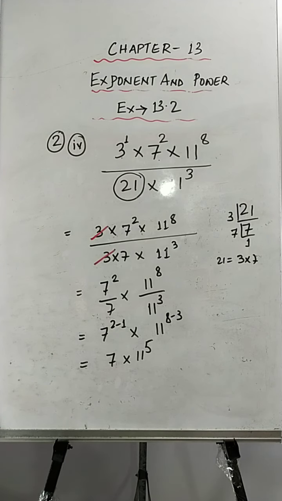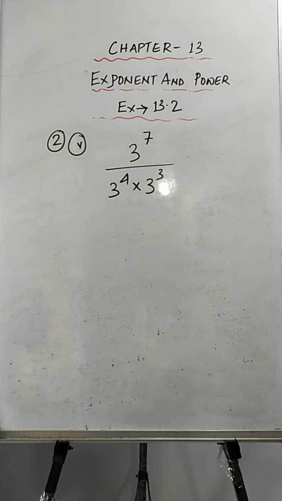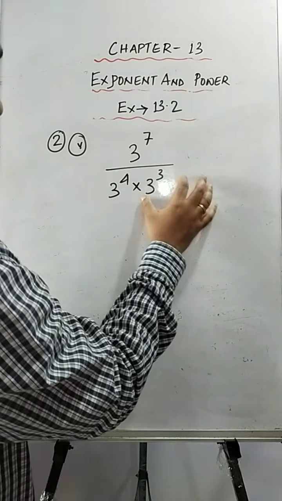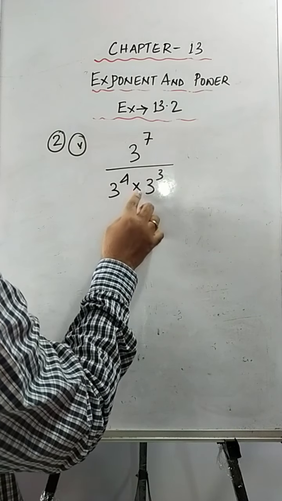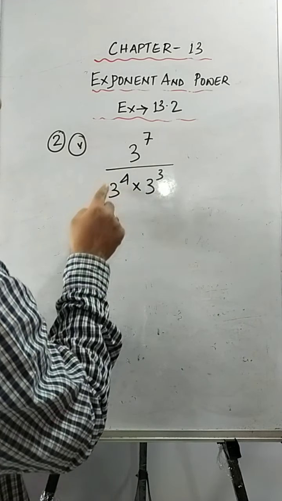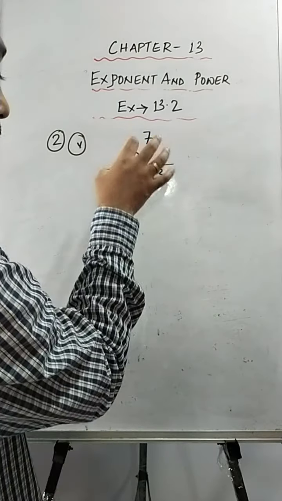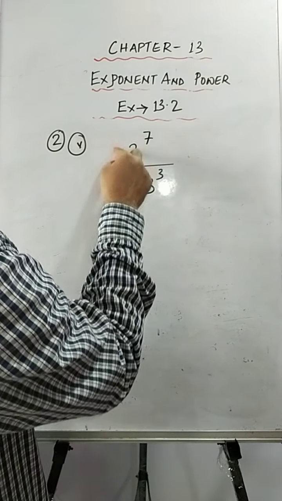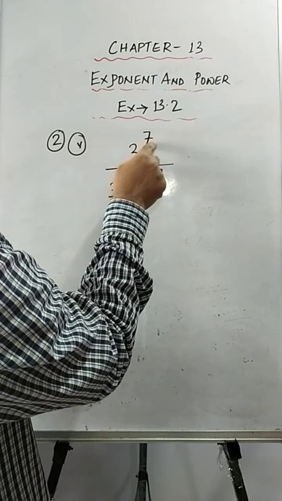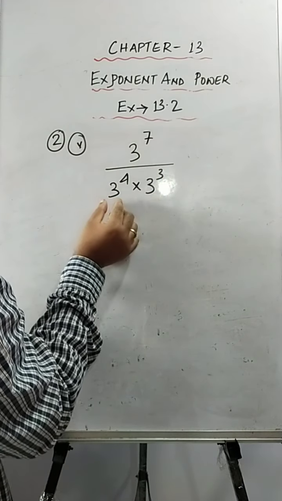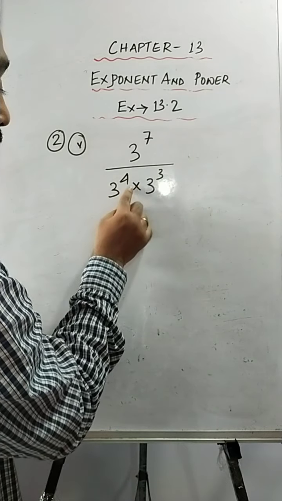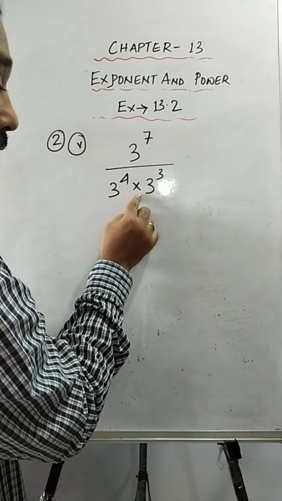Okay, now let's move on to sum number 5. In the numerator we have 3 to the power 7, and in the denominator we have 3 to the power 4 into 3 to the power 3. There is no number that we can expand. This is already in the simpler form. In the numerator we have an exponential form, 3 to the power 7. But in the denominator we have two exponential forms, and they are carrying the same base, and in between them there is a multiplication sign.